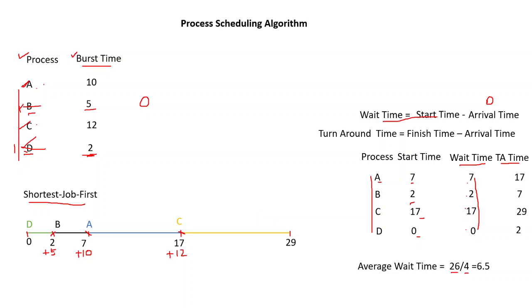So, here we go. And just like average wait time, you need to compute the average turnaround time, which is again nothing but the summation of these 4: 17 plus 7 plus 29 plus 2, that is equal to 55, divided by the number of processes, that is 4 in this case, which is equal to 13.75 time units.